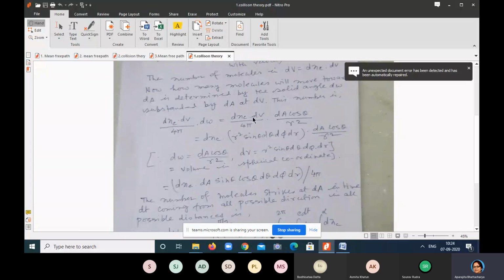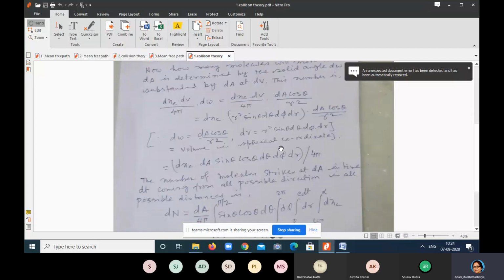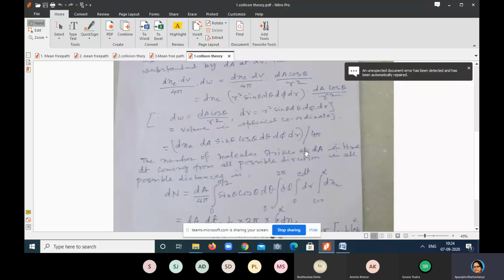You know what d omega means. So this is nothing but dNc by dV times d omega over 4 pi, and we know that the d omega value is dA cos theta by r squared, where r is the distance. So from here we have written the value of d omega and dV, the elementary volume, which is represented in the spherical coordinate system. We have just substituted all these things in the right hand side, and we come to this expression.